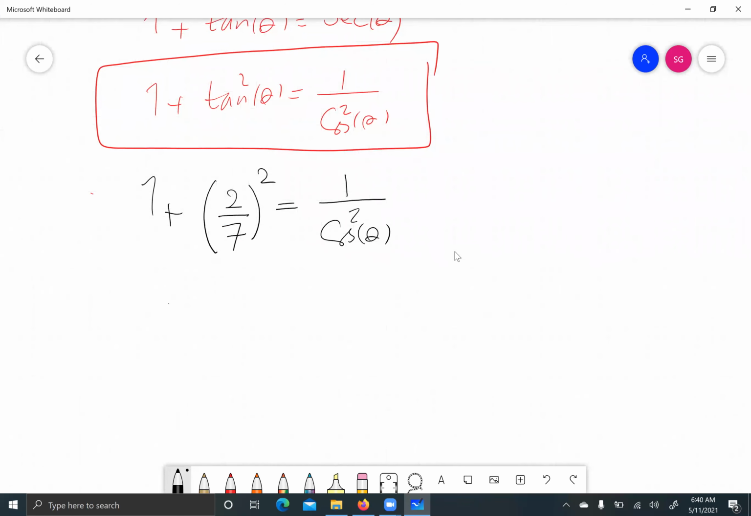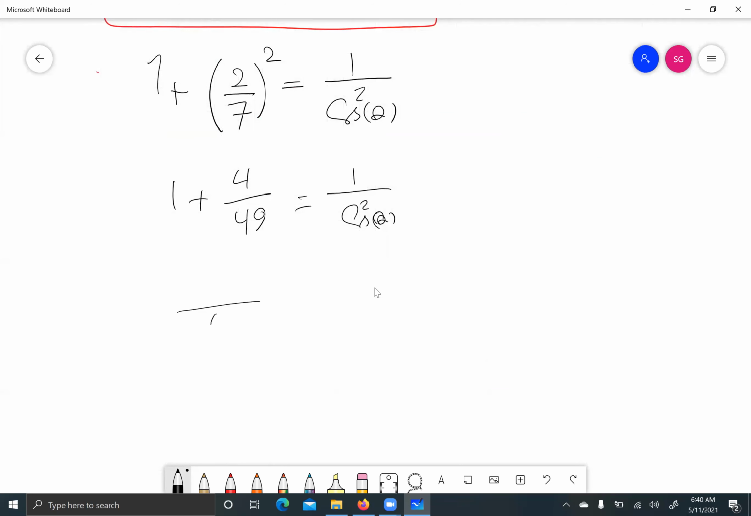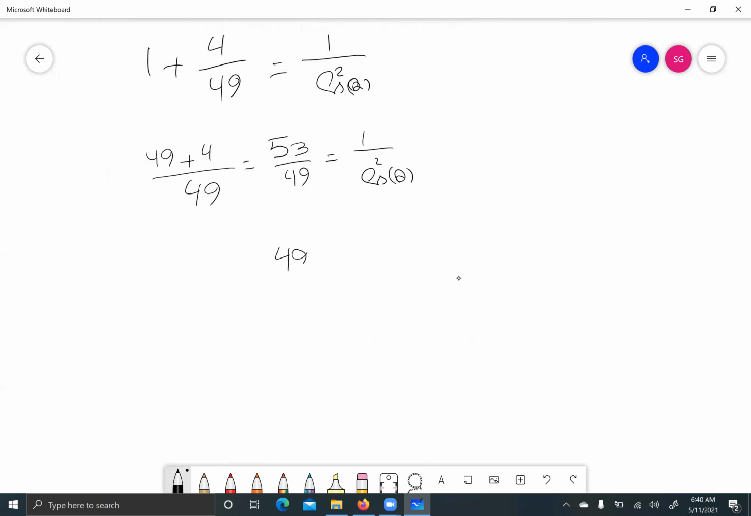So that's it. The rest is algebra. And then if you take a common denominator, this is going to be 53 over 49, right? So flip the fraction. It's going to be 49 over 53. It's going to be cosine square, right? So cosine is going to be the square root of that. Take a square root. That's going to be cosine.